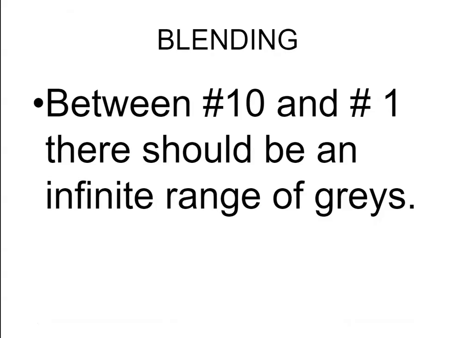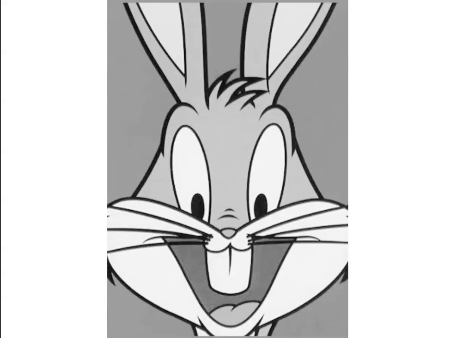Here's where some people tend to get things a little wrong. Between your 10s and your 1s, there should be an infinite range of grays. You shouldn't be able to count your grays. You shouldn't be able to see where one ends and the next begins. That is called blending. That's what happens whenever your lights and darks go gradually from one to another.